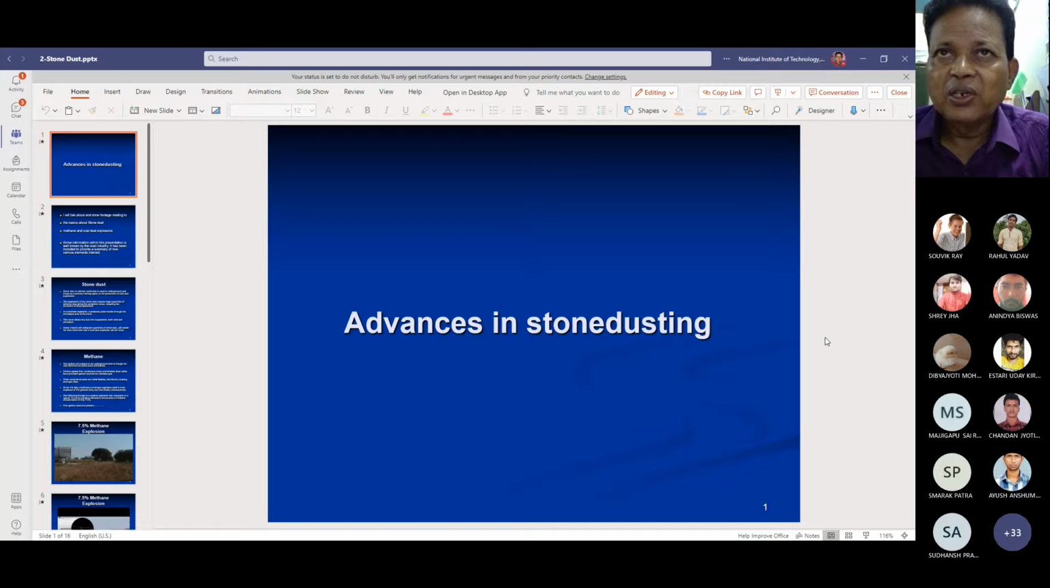So the stone dust barriers are of two types. We have discussed: Polish made and German made. Stone dust barriers are of two types. One is German make, German shelves, and the other one is Polish, Poland shelves. So in India, we use the Polish stone dust shelves.